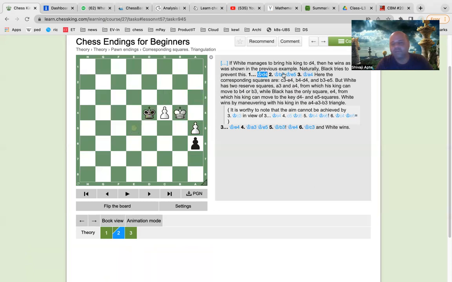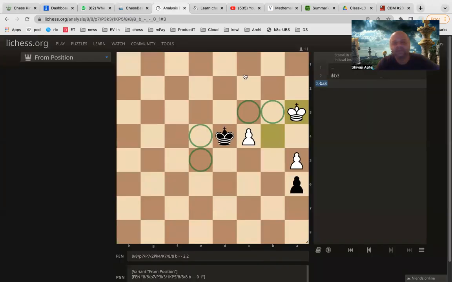So king B4, king. First white king went to B3. White king can go to, actually he can go to A3 also, he has an option. But let us say he goes to B3, then black king went to A5, and now he went to A4, right?